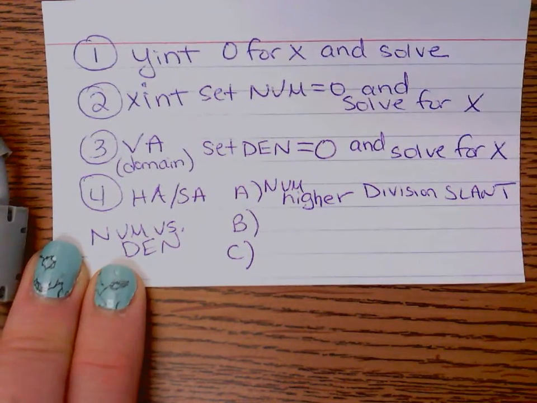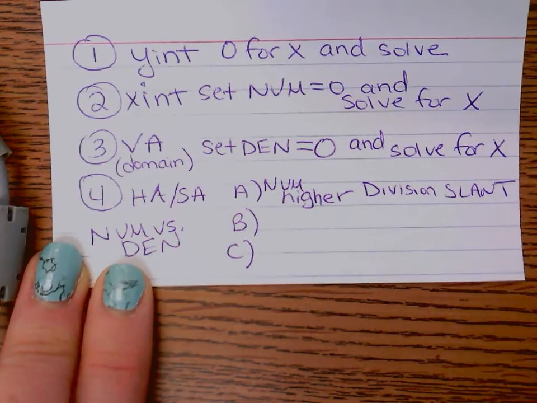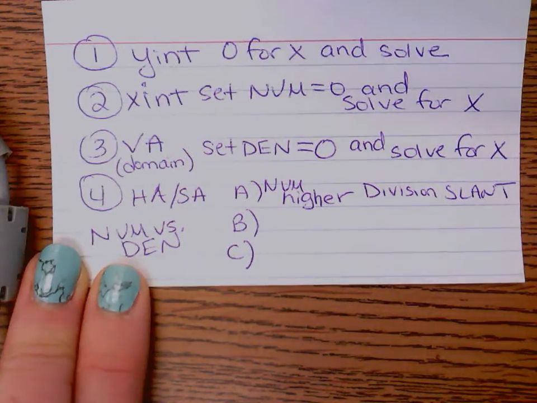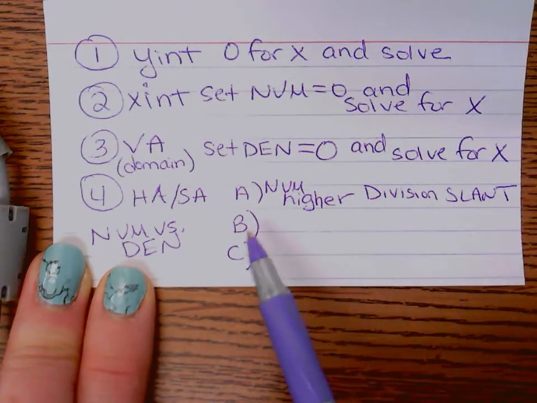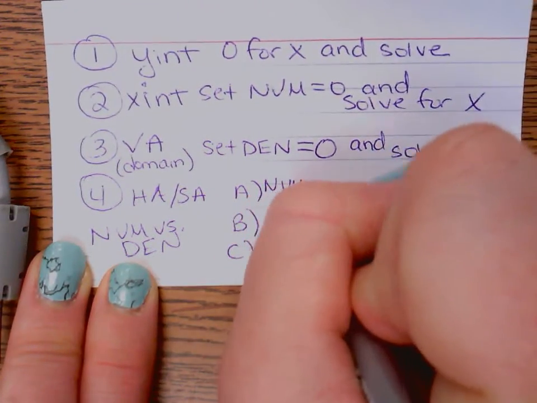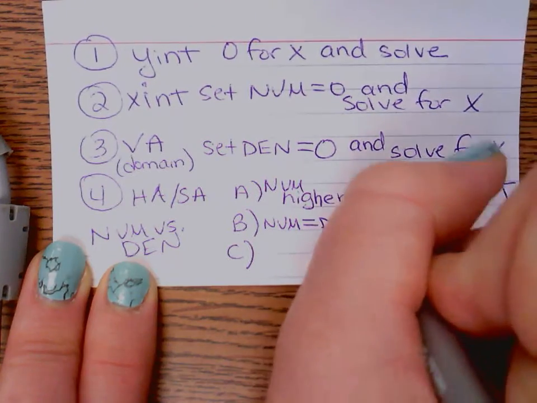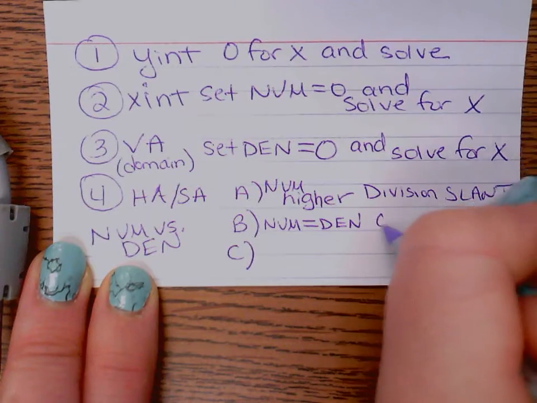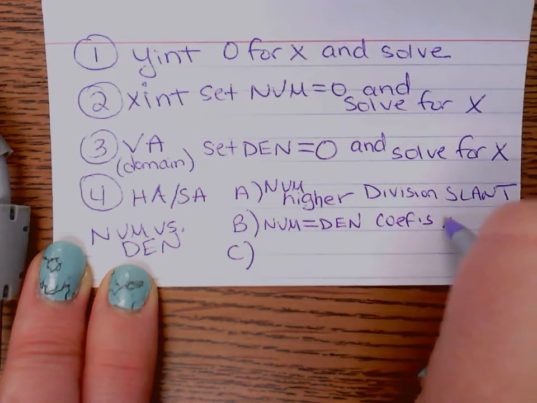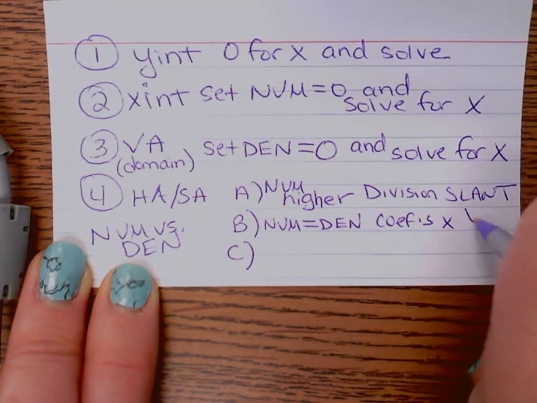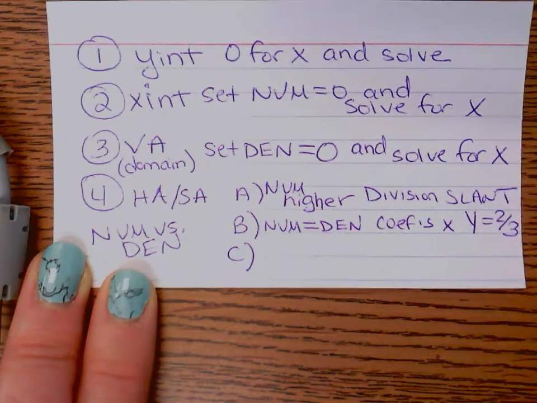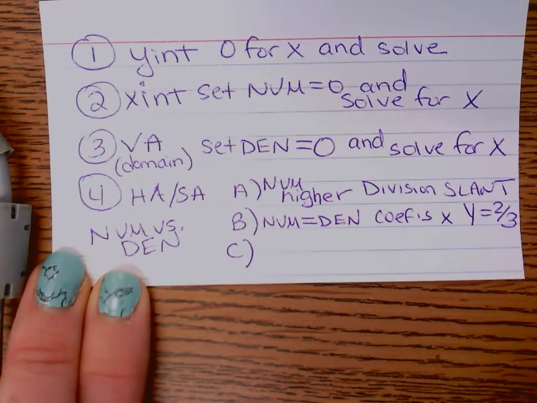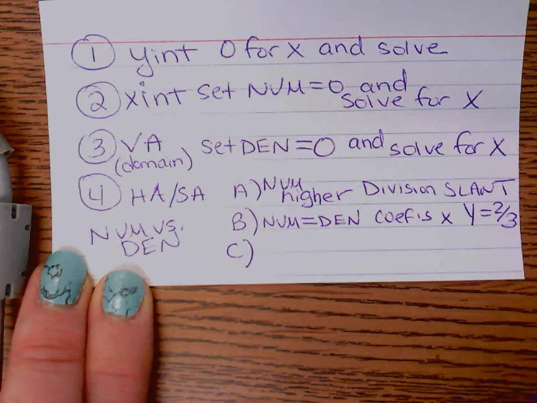And you could elaborate more on this if you want an example for each one or whatever, but at least this is the bare bones. B, what if the numerator and denominator are equal in powers? Then what would you do? Yep, so you're going to take the coefficients of x, and like, let's say y equals 2/3, for example. So that's a horizontal asymptote, like if it was 2x over 3x.